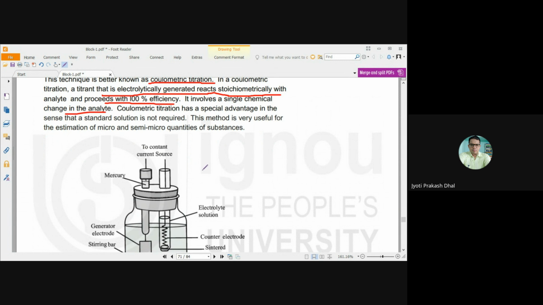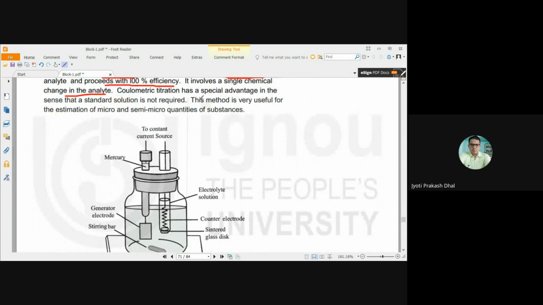So that means here the titrant that is electrically generated reacts with the analyte, and the reaction takes place stoichiometrically. Only a single chemical reaction will take place. That's why this method proceeds with 100% efficiency. The coulometric titration has a special advantage in the sense that a standard solution is not required here, because the stoichiometric reaction will take place inside the cell. This method is very useful for estimation of micro and semi-micro quantities of substances.